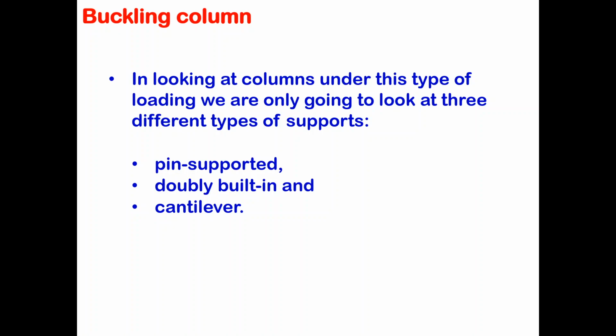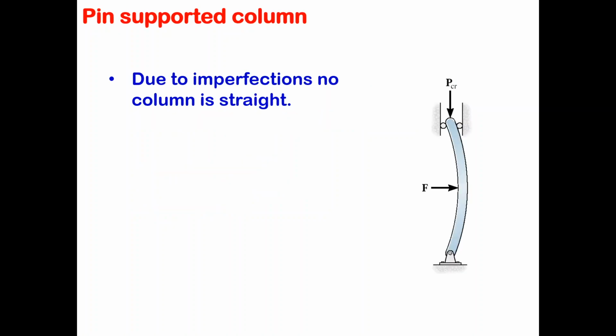In looking at columns under compressive loads, we are only going to focus on three different types of supports: pin supported, doubly built in, and the free support, which will result in a cantilever beam. The first part of the analysis is going to be working on the pin supported column because it is the easiest one to work with, and we can extend this analysis to the other types of columns, right?